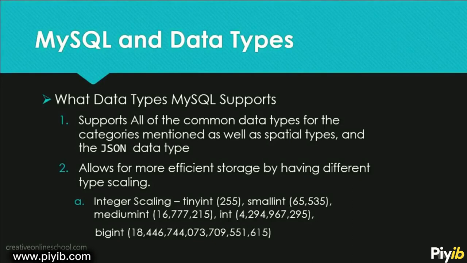Picking up where we left off, now that we know about data types, let's talk about how they relate to MySQL. MySQL supports all of the common data types and categories mentioned, as well as having specific categories for spatial types, and it has recently added the JSON data type, so it should cover almost any data type you're likely to have. Beyond that, it also allows for more efficient storage by supporting size-limited types. An example of this can be seen in the different scales for integers, which range from the tiny int with a max number of 255 all the way to a big int, which can store numbers of over 18 quintillion. This allows you to only allocate as much space as you will actually need.